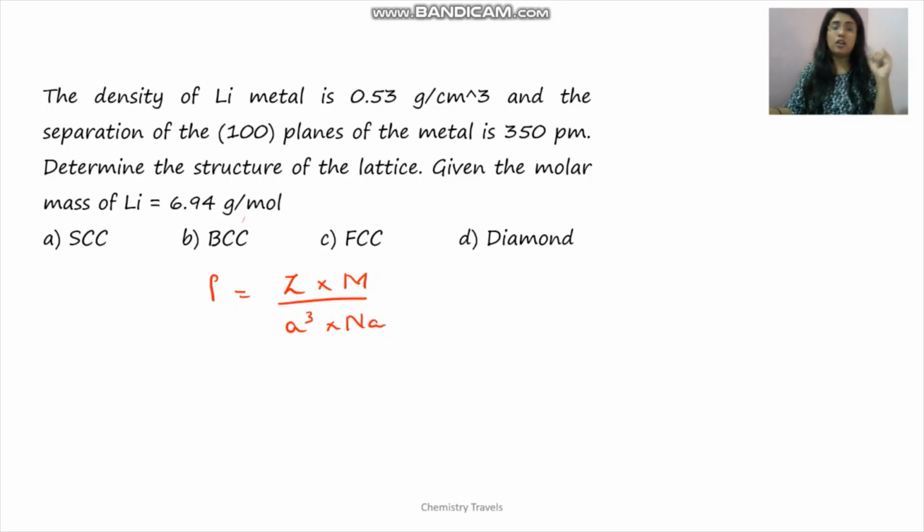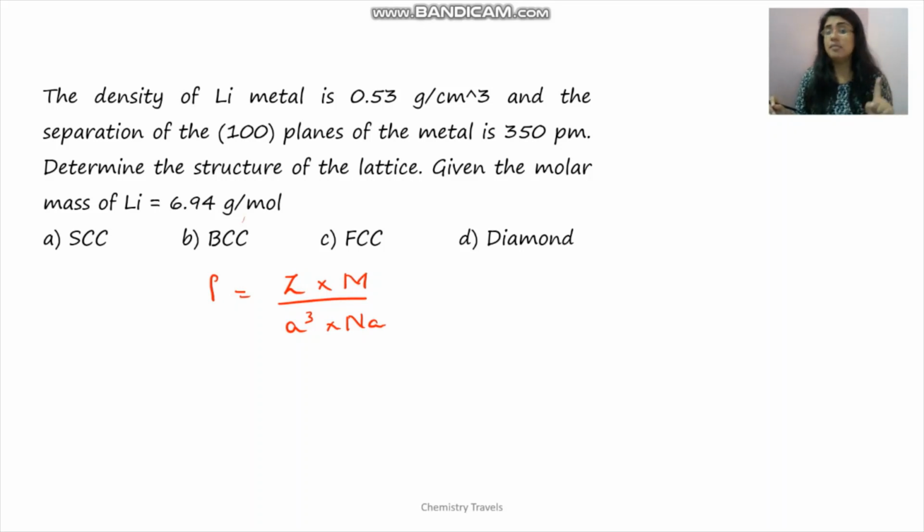Now, density is given, molar mass is given, Na is a constant which we know, and A, meaning edge length, we can calculate from the D value. There's a relation that connects interplanar distance and Miller indices, from which we can obtain the A value. And if we can calculate the Z value, then depending on what Z value I'm getting, I can say whether it's an FCC, a BCC, SCC or a diamond structure.